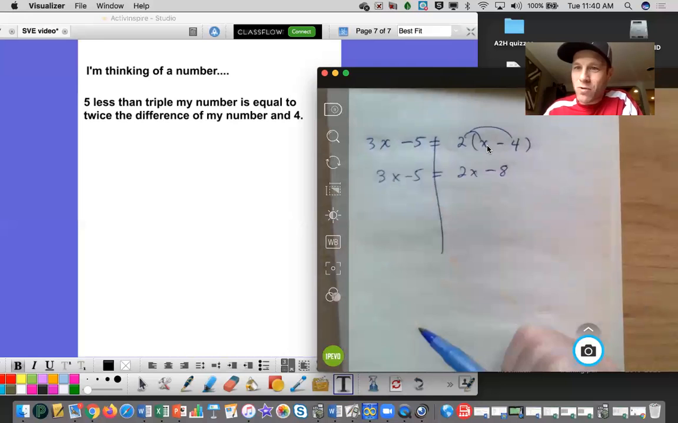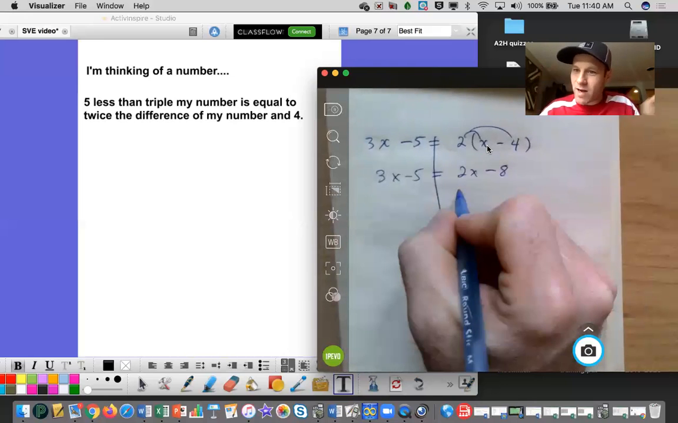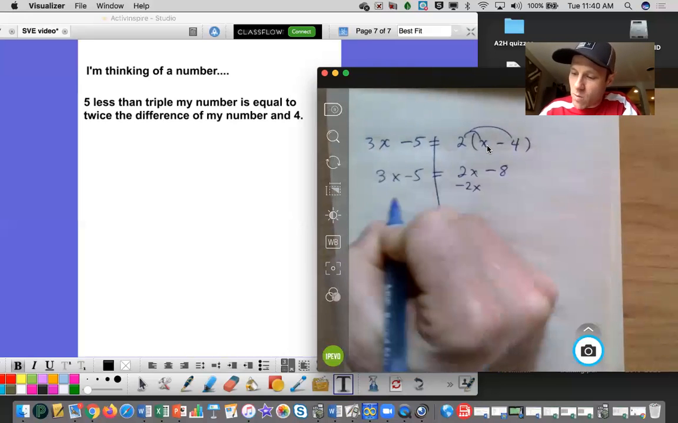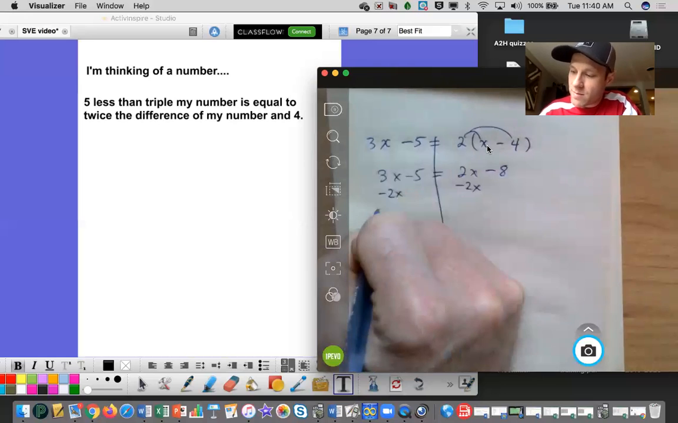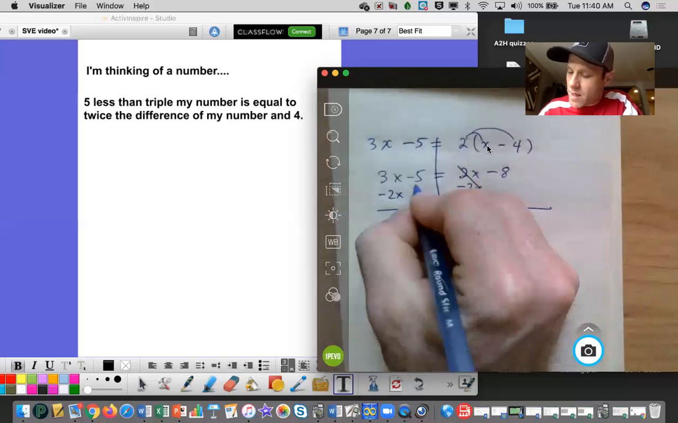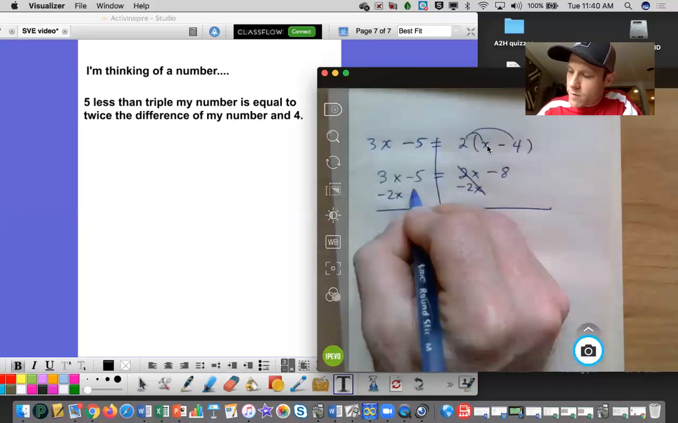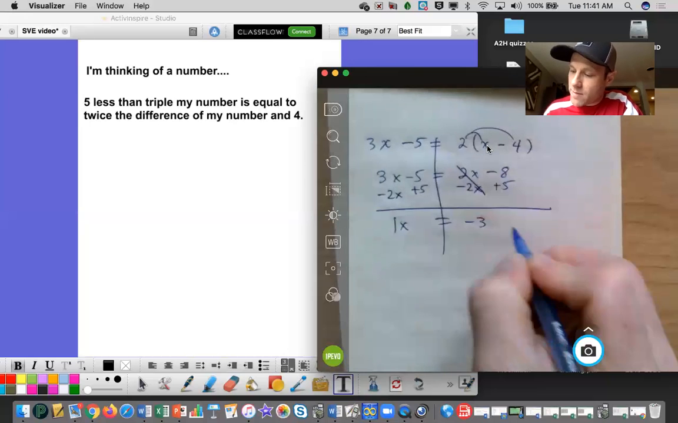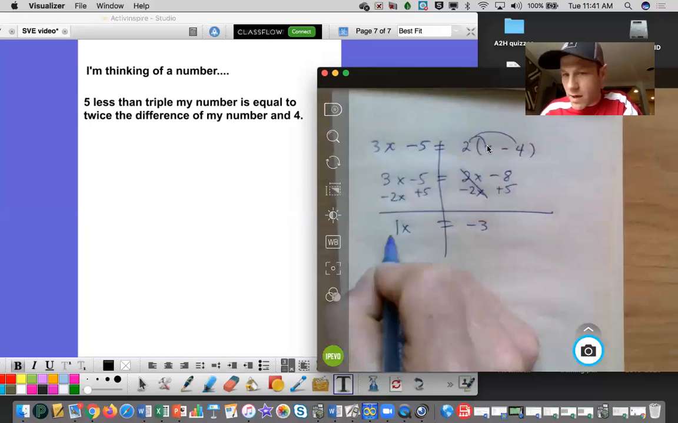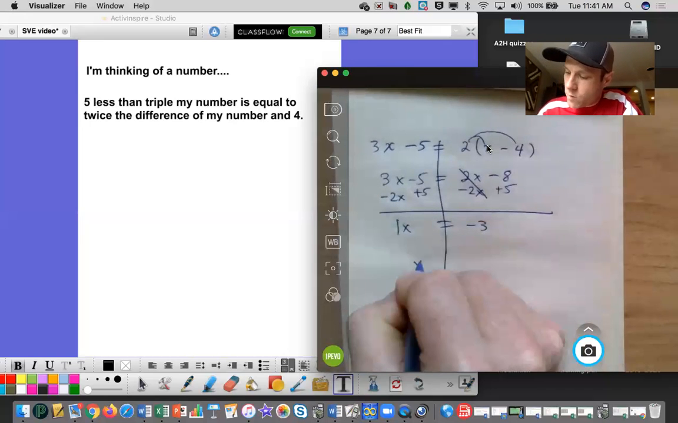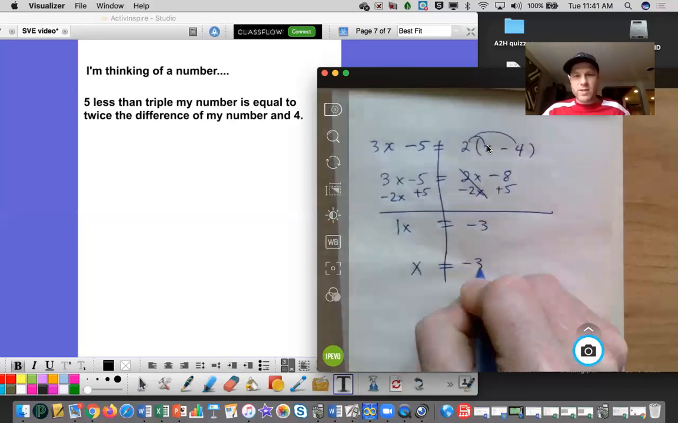So I'm going to try and move all the variables to one side. And like I told you before in the previous video, I like to move them over to the left because that's typically the way you read things, from left to right. So that'll give me a 1x, and do this in one step here. I'll move the 5 over here, would give me a -3. So I divide by 1, or I don't have to, because if I divide by 1, it's not going to change anything. My answer for my number in this problem was -3.